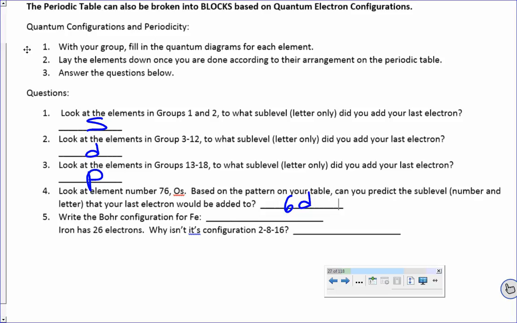We talked before about how some elements such as iron have really weird Bohr configurations if you don't understand the quantum stuff behind it. If you just took 26 electrons and laid them out like you might expect, you might think that iron would be 2, 8, 16. It's 26 electrons just plopped in there. But it's not. It's 2, 8, 14, 2. And that last electron, we can predict, is going to go into the 4D.